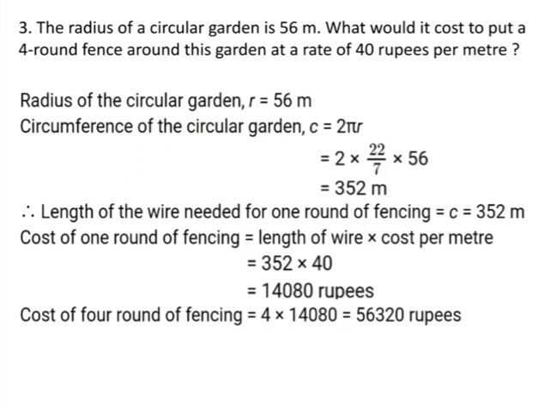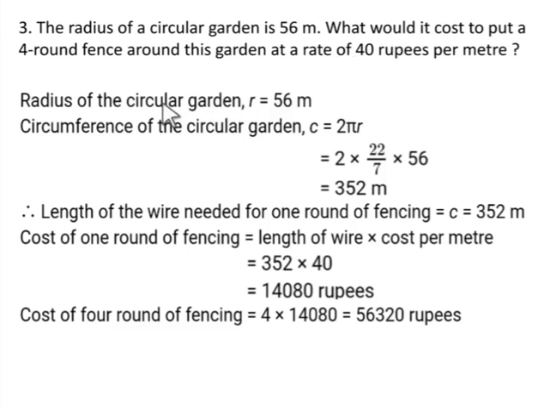Third example, the radius of a circular garden is 56 meter. What would it cost to put a 4-round fence around this garden at a rate of 40 rupees per meter? Now children, look at the example carefully. What is given? Radius of the circular garden is given. It is 56 meter. Now you have to find the cost of fencing the garden with 4-round fence if the rate of wire or rate of fence is 40 rupees per meter.